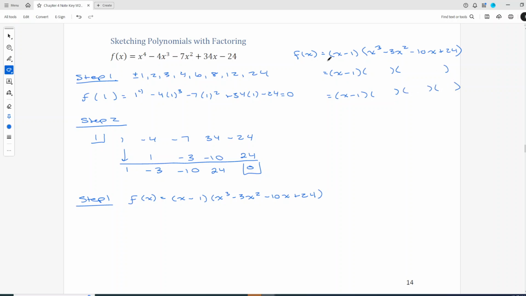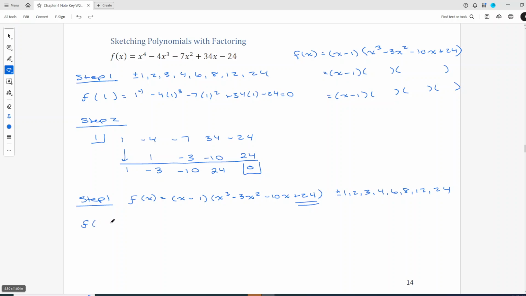So I feel like this is good to keep up here. It's kind of like your framework, but maybe this is as we go. So now what we're going to do is look for numbers that are factors of 24. So we've got plus or minus 1, 2, 3, 4, 6, 8, 12, and 24. And we're going to try them.